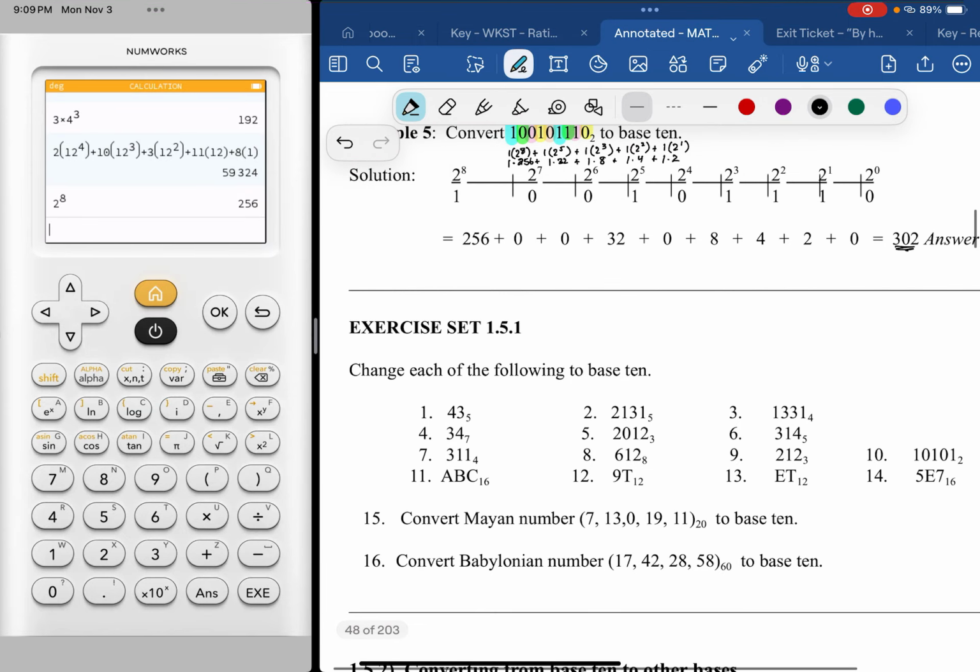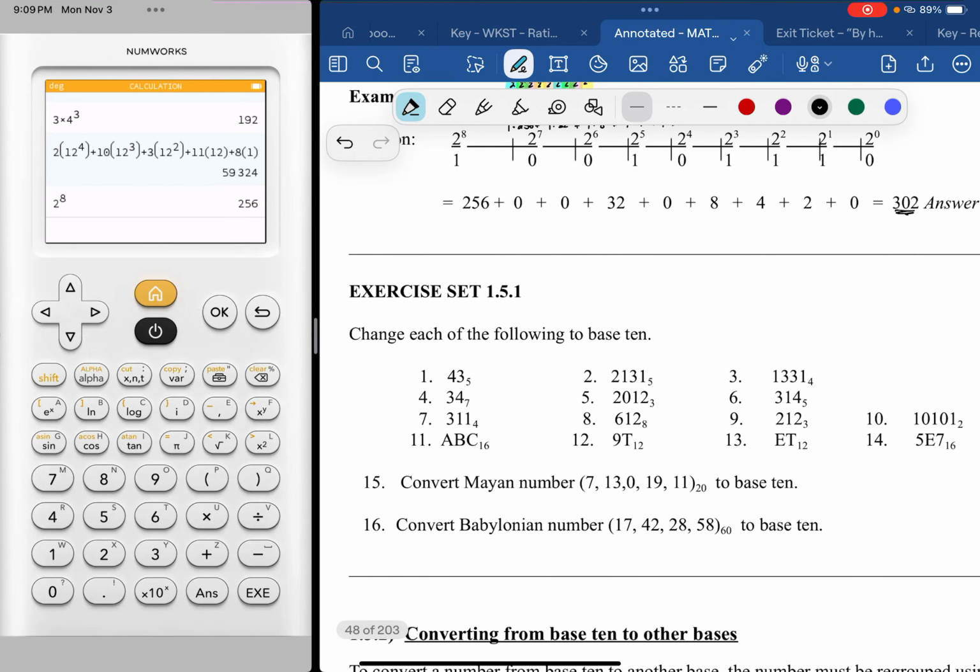In the next video, we're going to go back the other way. So we'll go from base 10 to other bases.